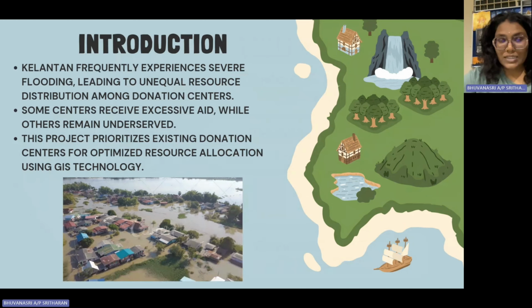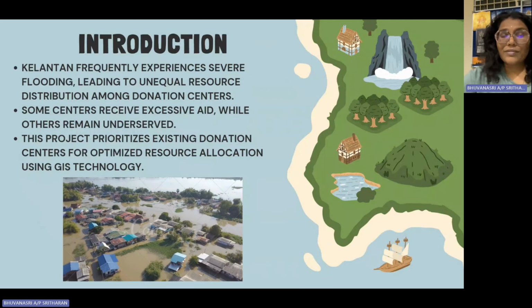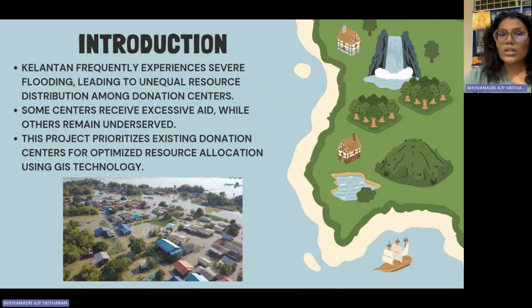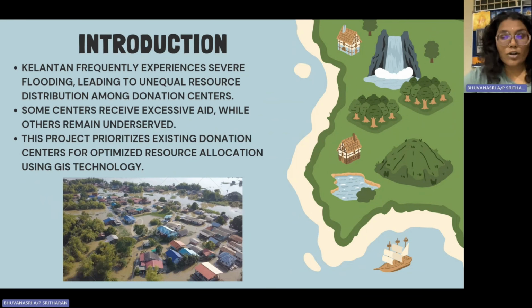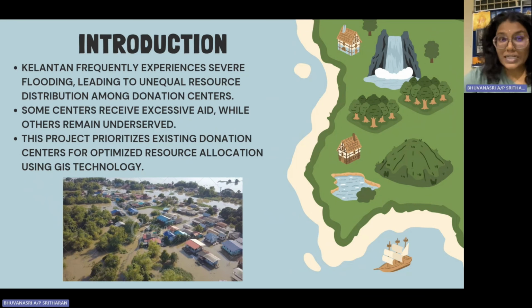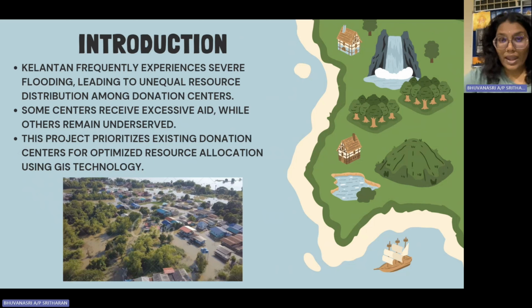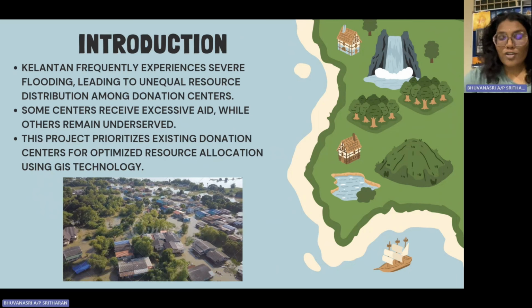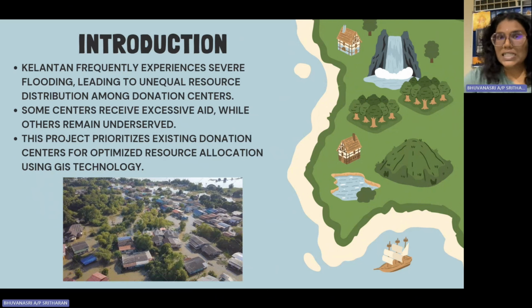This is the introduction. As you can see, Kelantan frequently experiences severe flooding, leading to unequal resource distribution among donation centers. Some centers receive excessive aid while others remain underserved. This project prioritizes existing donation centers for optimized resource allocation using GIS technology.